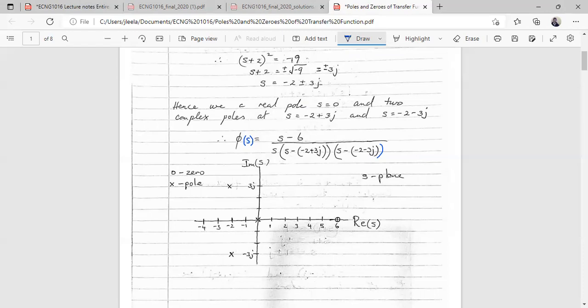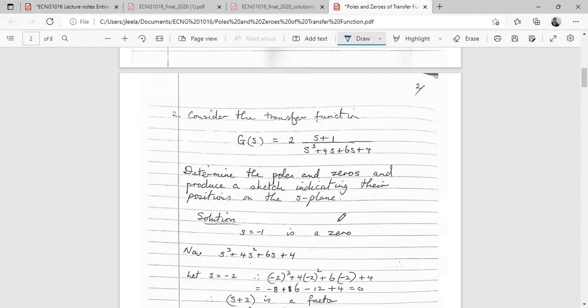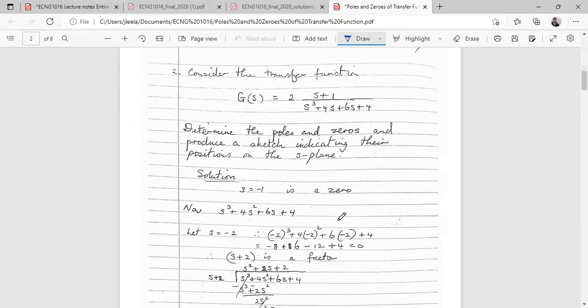Is that all right? Everybody follow that? So I have my 3 poles here and I have my zero here. Question number 2.